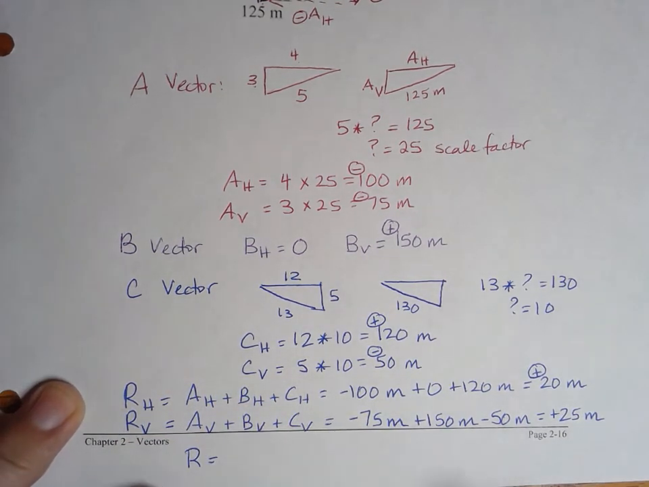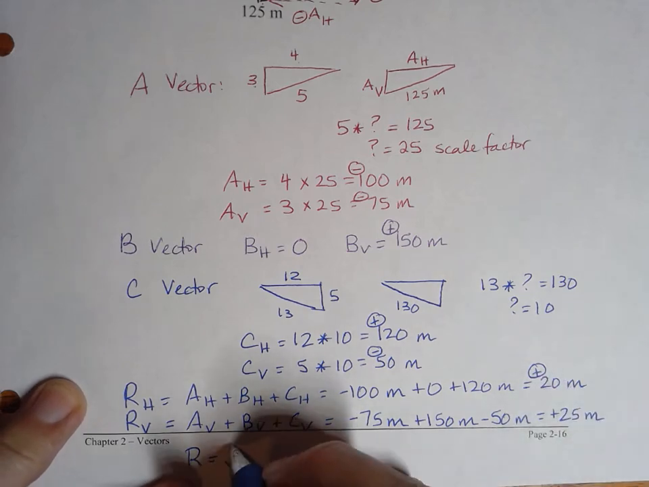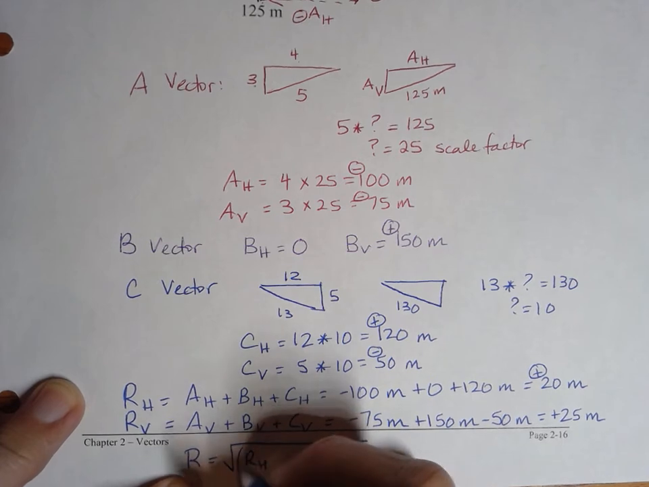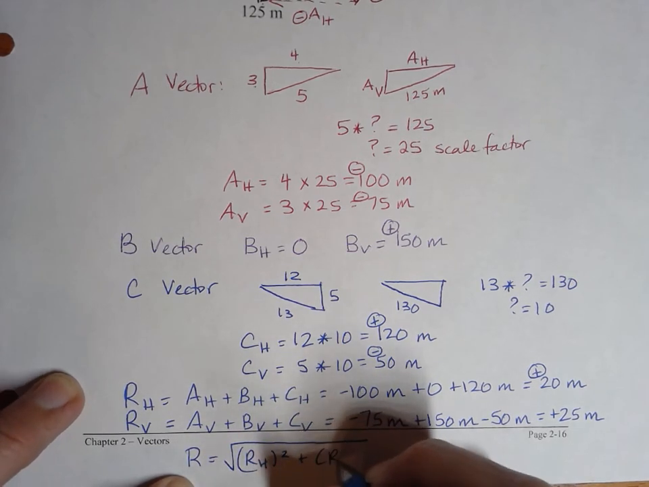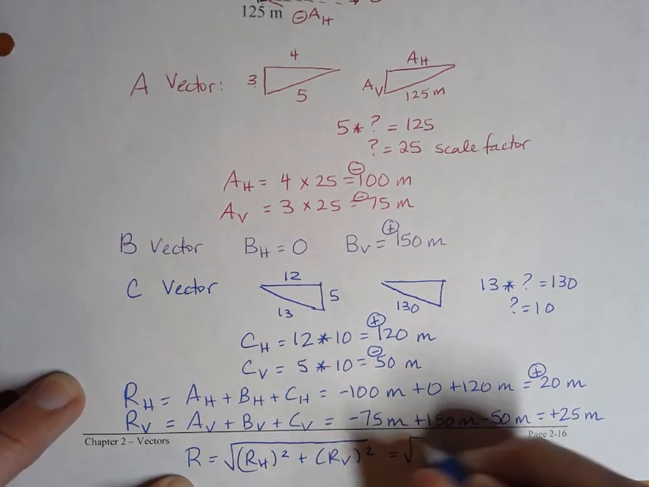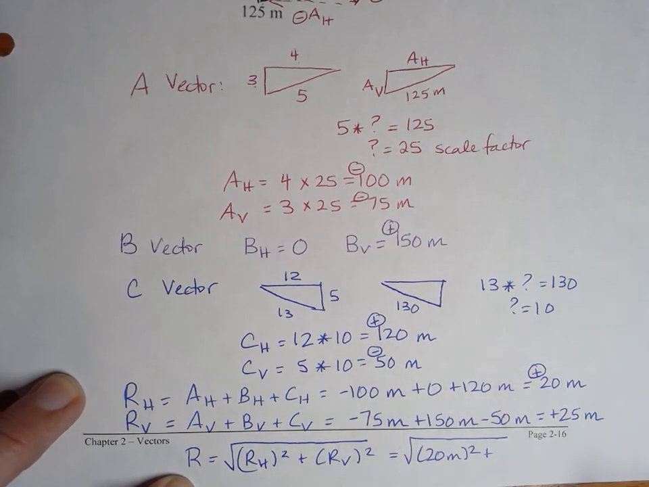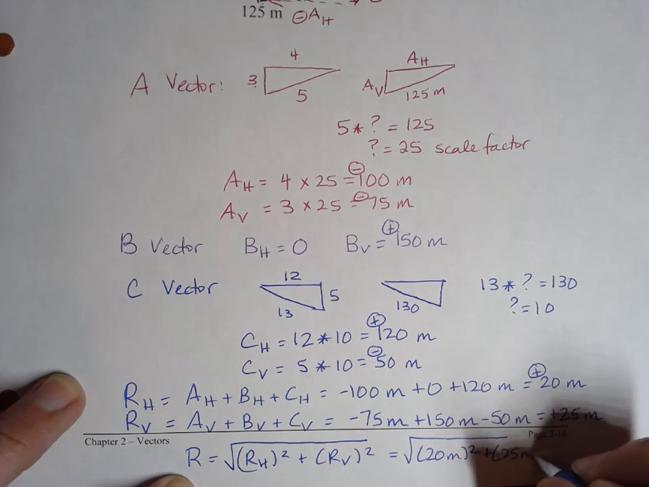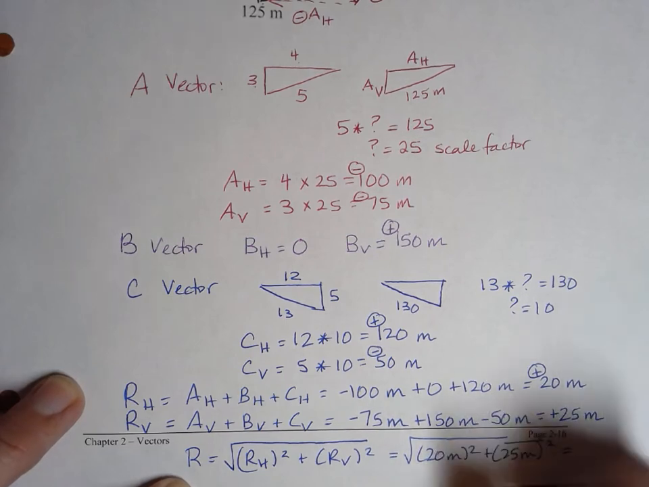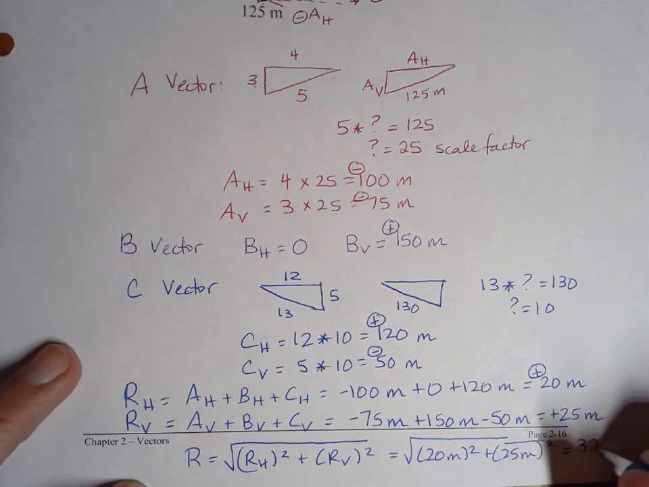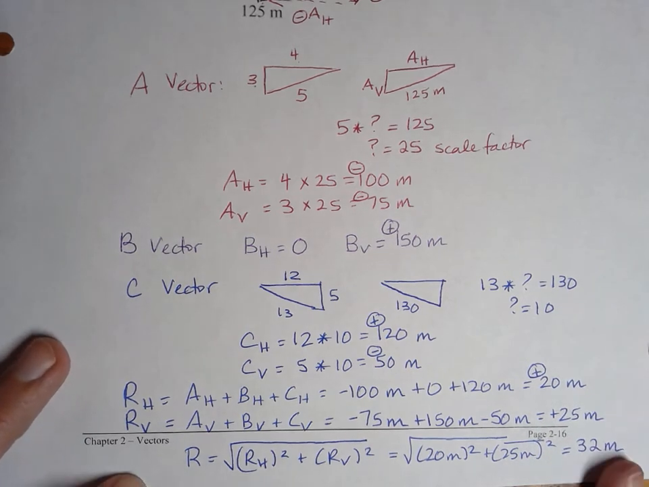This time I'm going to take these two, same thing, my RH squared plus my RV squared. So in this case it's 20 meters squared plus 25 meters squared. Take the square root of that sum of the squares and I wind up with 32 meters. And then, I'm going to fit this on here.